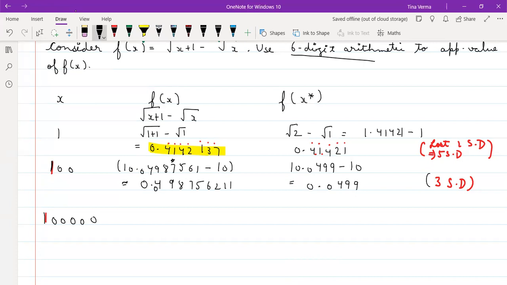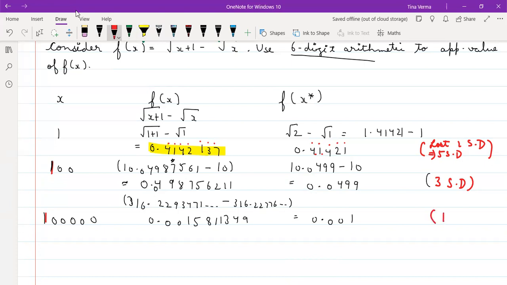and if you evaluate it, this is coming out to be your 0.0015811349. And when you approximate a number, because this is coming out to be your 316.2293471 and so on, minus this is 316.22776, and when you round it off, you will get this as 0.001. So you can analyze here that when you have increased the number x to a very big number, then you have only one significant digit left. Is it clear? That means when you are doing arithmetic operation, using rounding arithmetic operation, you are losing your significant digits, right?